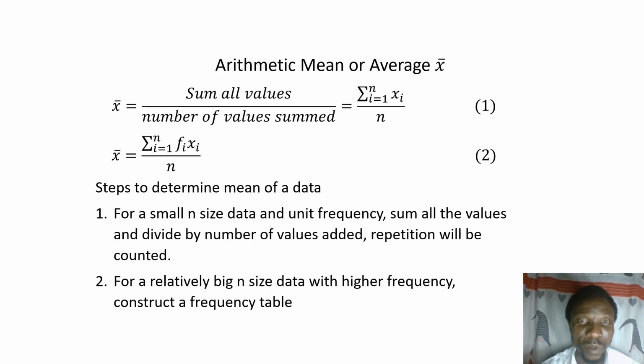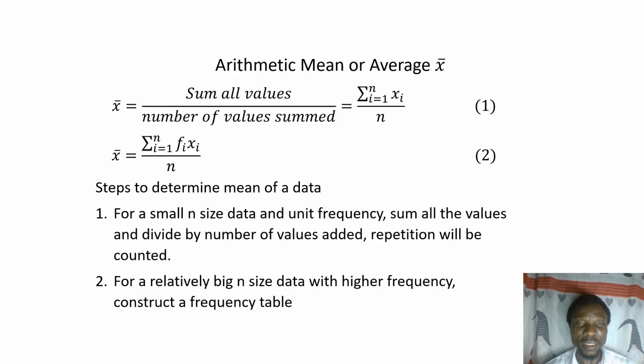It's very important to look at this statistics concept defined as arithmetic mean or average, denoted by X bar. It's common to make applications of these concepts in statistics. So how do we define average or arithmetic mean?